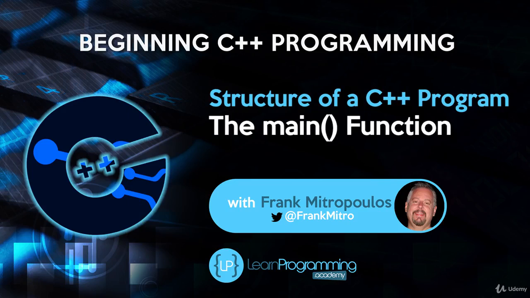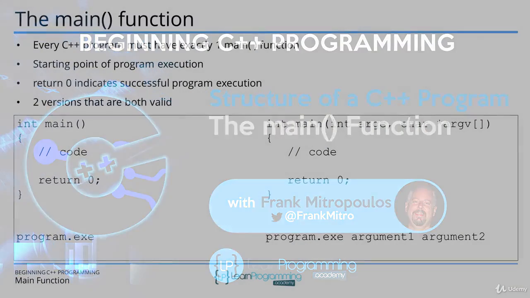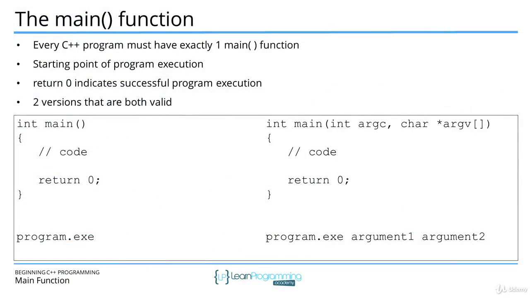In this video, we'll briefly go over the C++ main function. Every C++ program must have exactly one main function somewhere. A C++ program can consist of hundreds of files, but one of those files must contain the main function. Note that the name main must be written in lowercase letters.